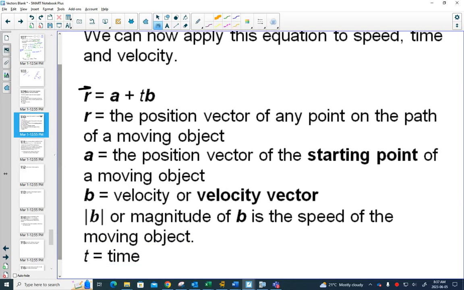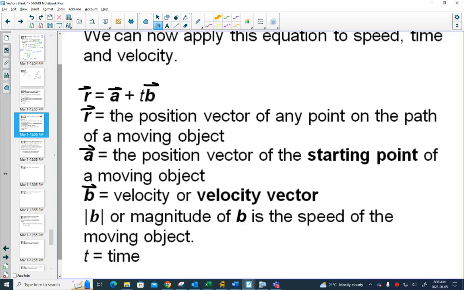So, here is the same thing in speed, time, and velocity. So again, r is a position vector of any point on that path of a moving object. We use a, though, as the position vector of a starting point because we're going to make t time. So if t is 0, then 0 times b would be 0, and you would just get the vector a. So that's going to be your starting point.